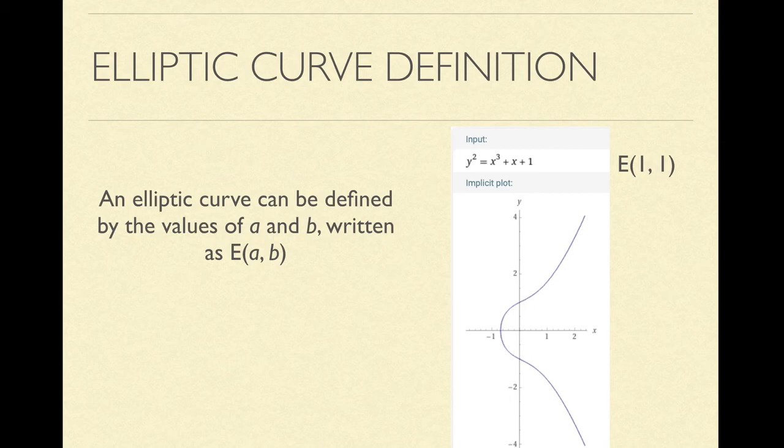So here's an example of what an elliptic curve looks like. In this case, a is 1 and b is 1, so we can write this curve as E of 1, 1. Also, y squared equals x cubed plus x plus 1. I just did this in Wolfram, and this is what it looks like. You can see it's symmetric about the x-axis.